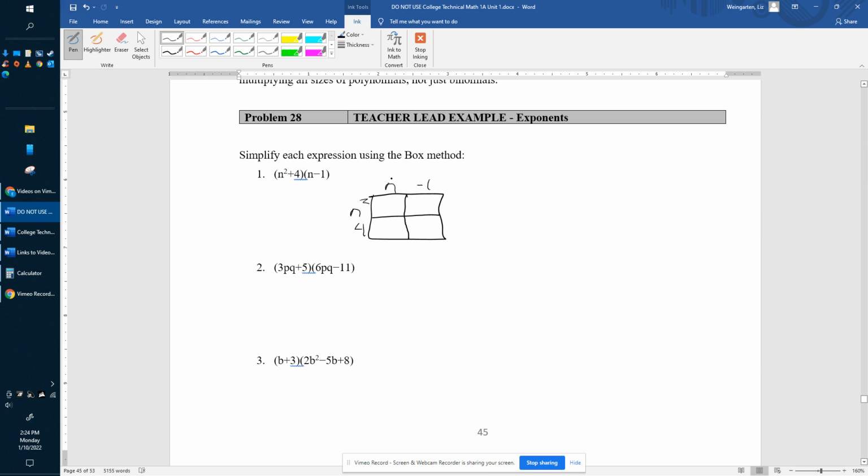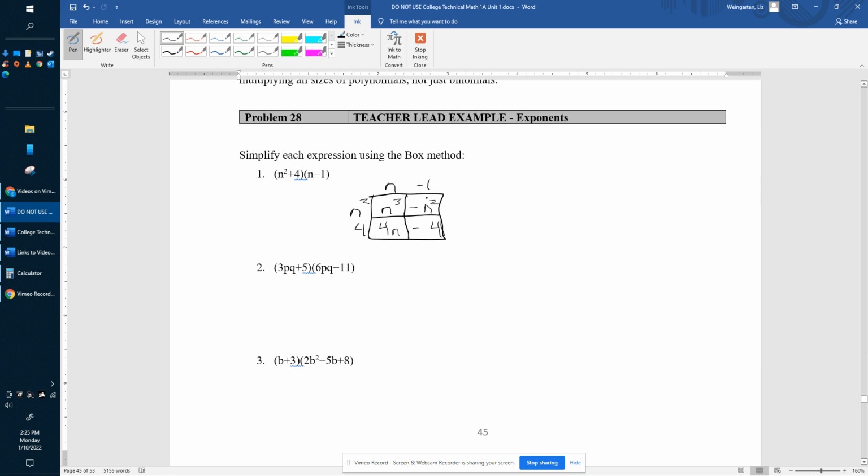So now we just multiply based on the row and column we're in. Row 1, column 1, I'm going to multiply n squared times n and get n to the third. Now we have n squared times negative 1, and that's going to give us negative n squared. Now we have n times 4, and we are going to have 4n. And finally, negative 1 times 4 is negative 4.